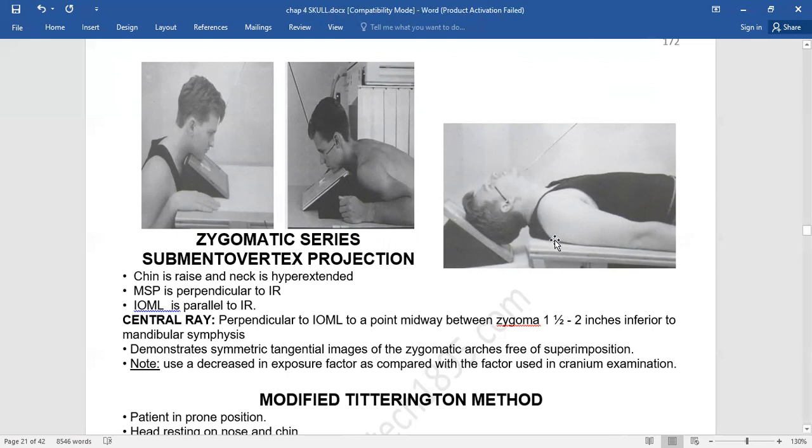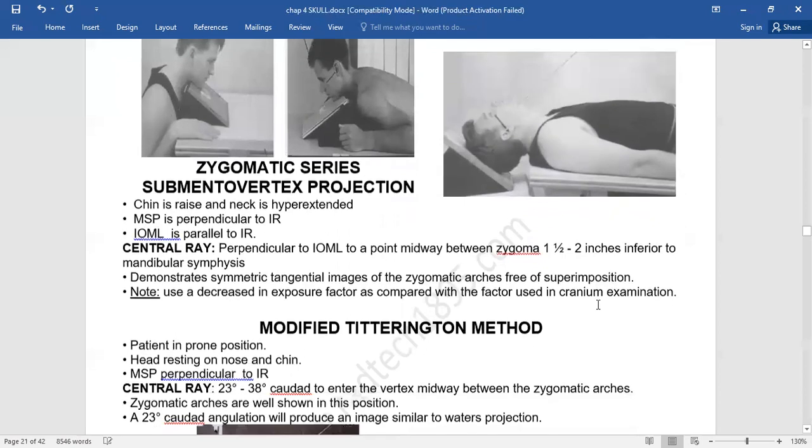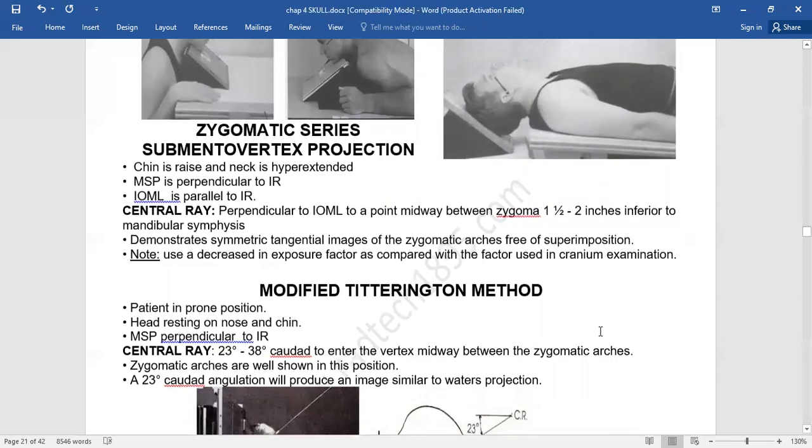Ito siya sa inyong right na image. Central ray yan, so it demonstrates symmetric tangential images of the zygomatic arches free of superimposition. So take note, the use of a decrease in exposure factor is recommended in this projection. So magdi-decrease tayo, babawas tayo na ating exposure factor.